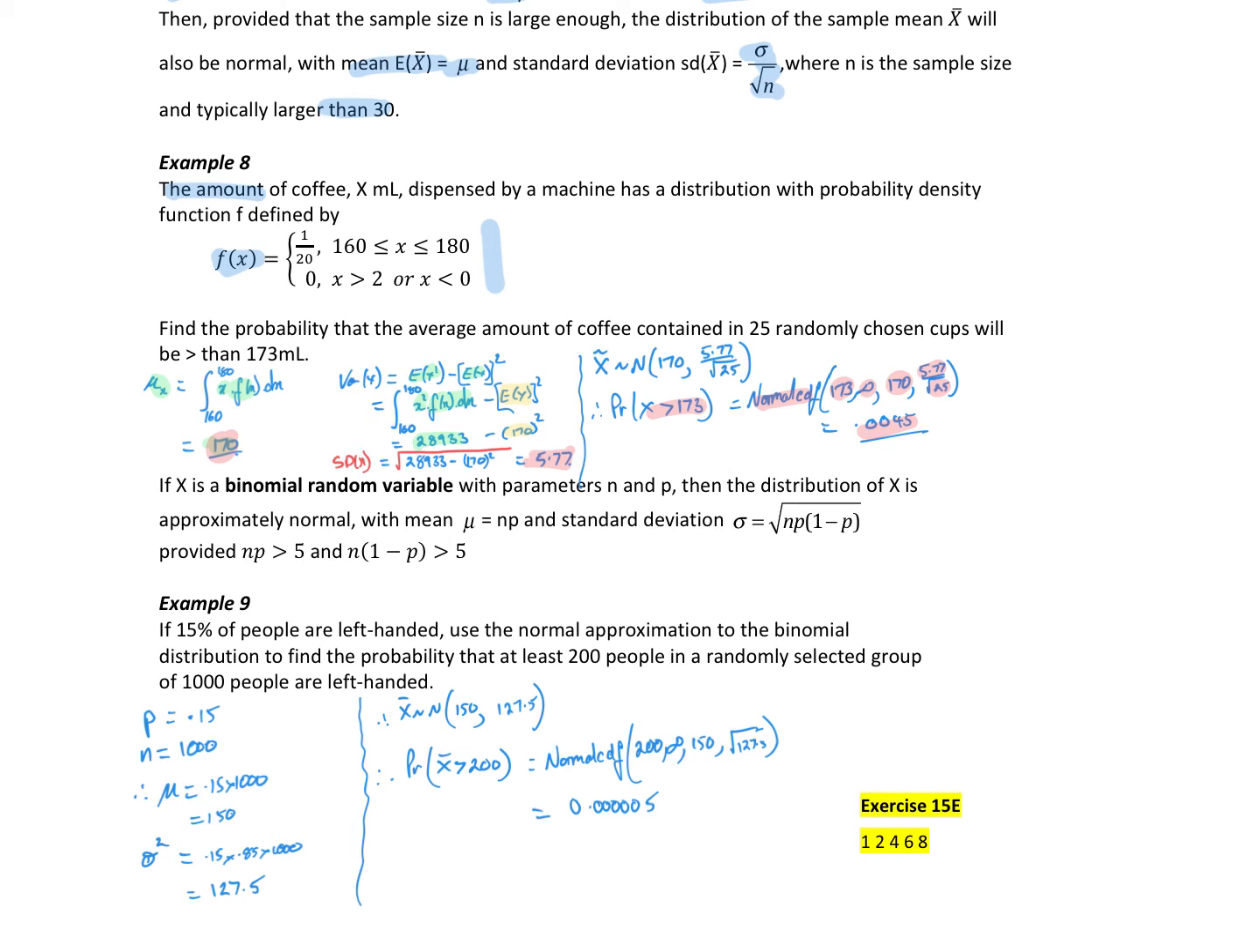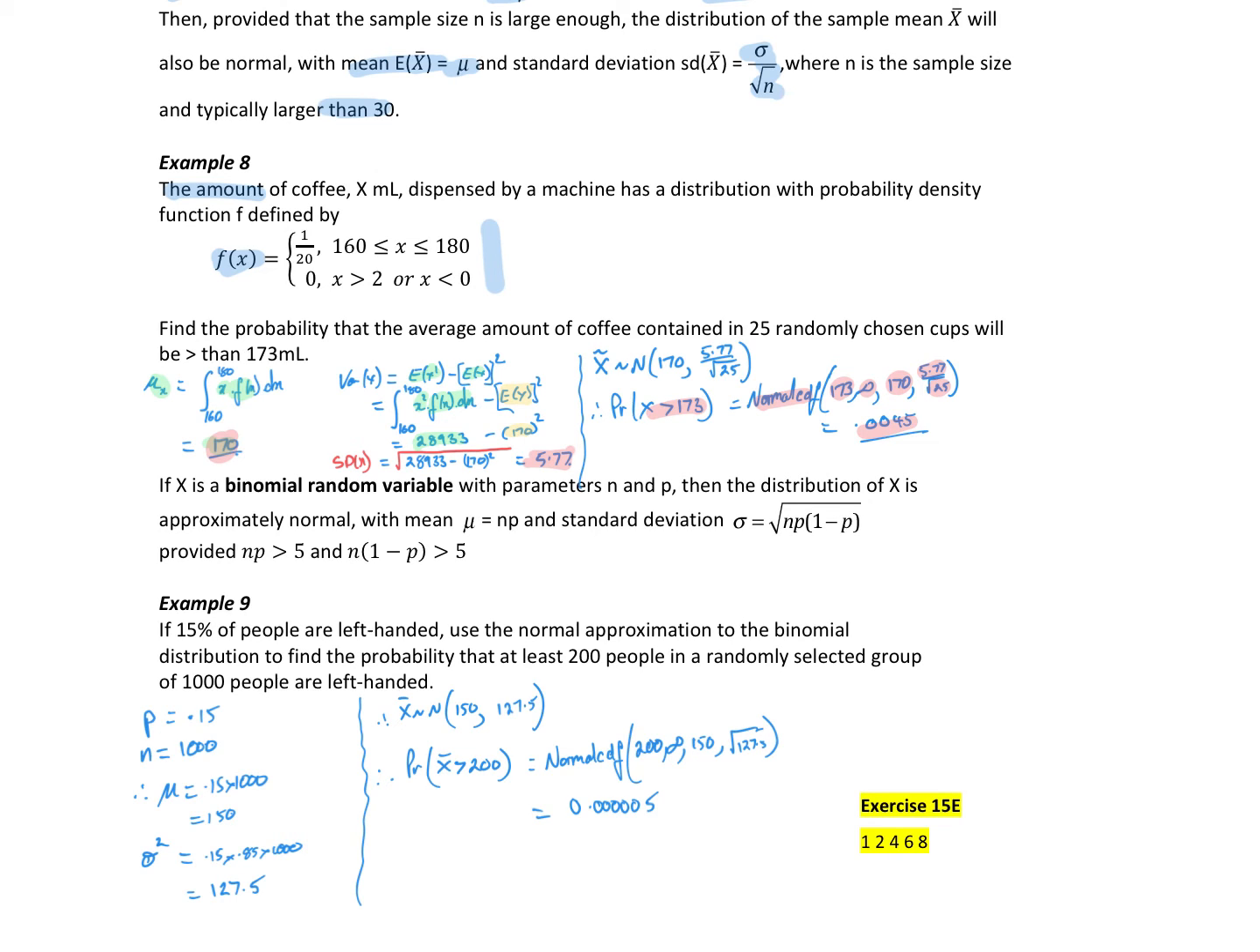So what that tells me is that the probability of the average amount of liquid in each of those cups as a sample, the average of the sample being greater than 173, is very small, 0.0045.